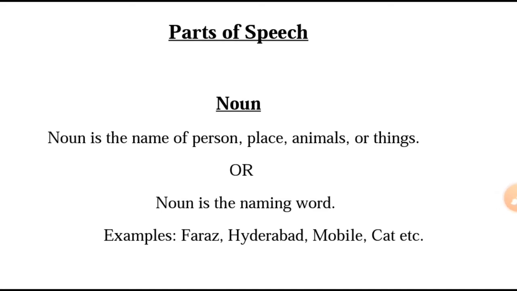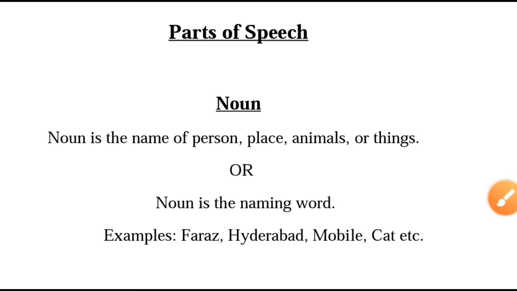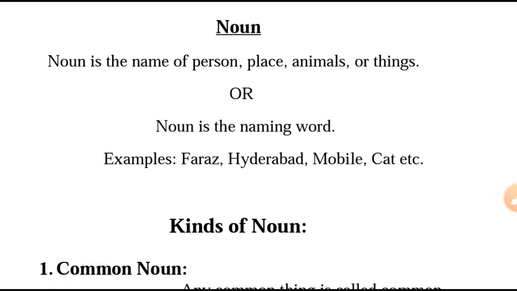You can see a few examples here. Faraz, Hyderabad, mobile and cat, etc. So these are all the examples of noun. Faraz, it is the name of person. Hyderabad, it's the name of place. Mobile, it's a thing, while cat is the name of the animal. So this is the simple definition of noun to understand. So now let's talk about the kinds of the noun.